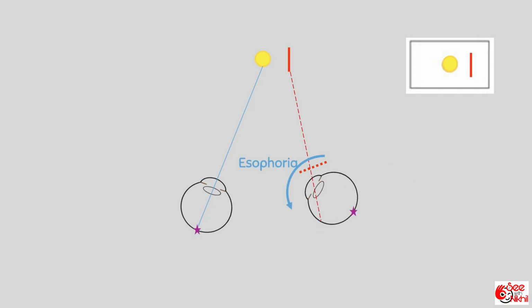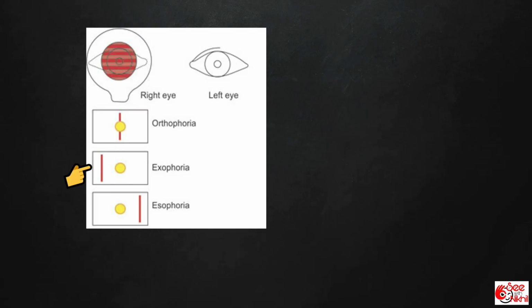In esophoria, light will fall on a point on retina that is more nasal to the fovea. So image will be shifted temporally. So in right eye exophoria, patient will see the line towards left. In right eye esophoria, towards right.